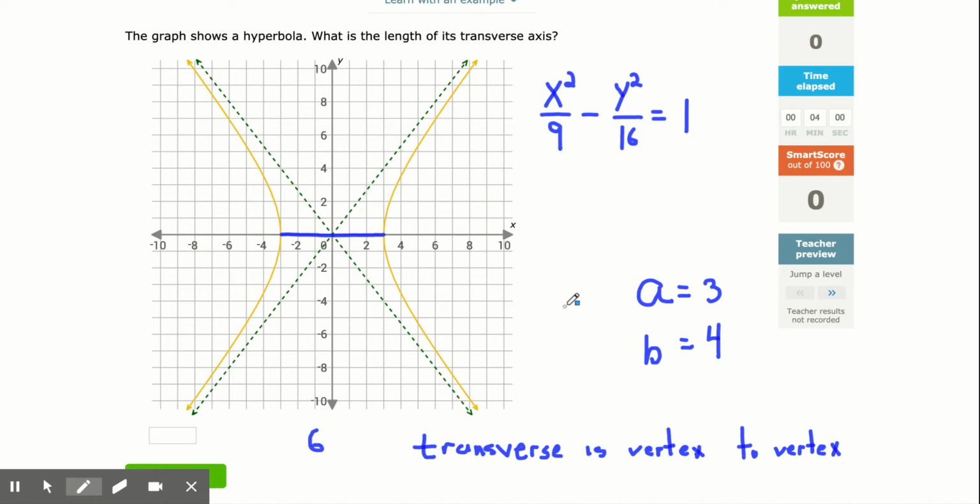Now I also want to emphasize that half of the transverse axis is A. A is half the length from the center to a vertex. So our A value is 3.